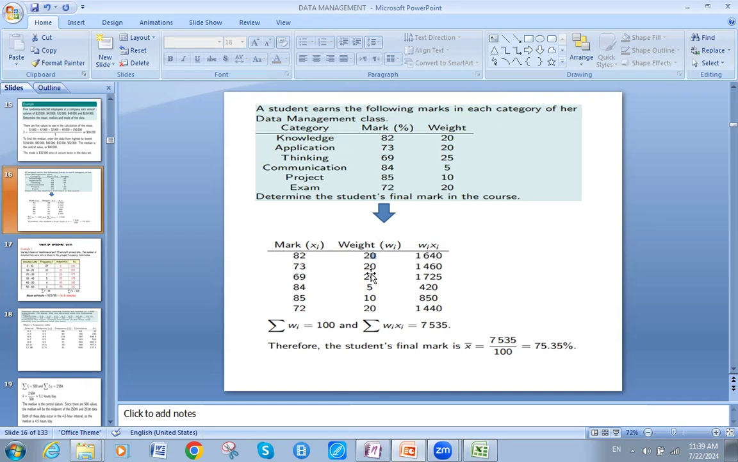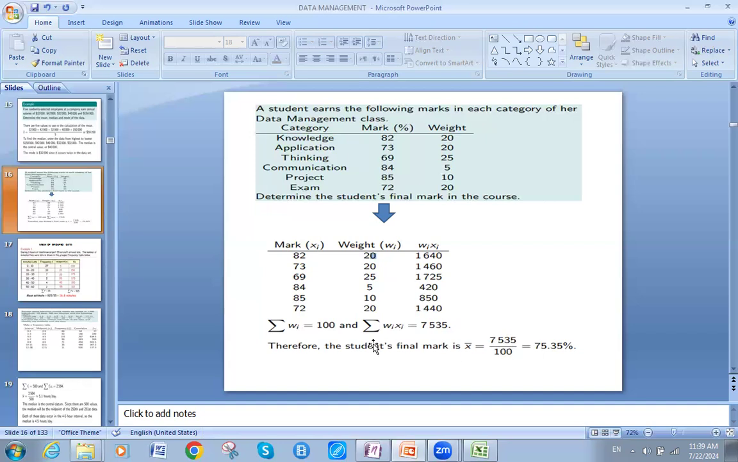The 100 here is the overall weight, because the overall weight is divided into parts: 20%, 20%, 25%, and so on. So these are the weights. The management will take the weights and multiply them by the marks. As an example, 82 times 20% is 1640, then I will divide by the 100 at the end. That's okay.